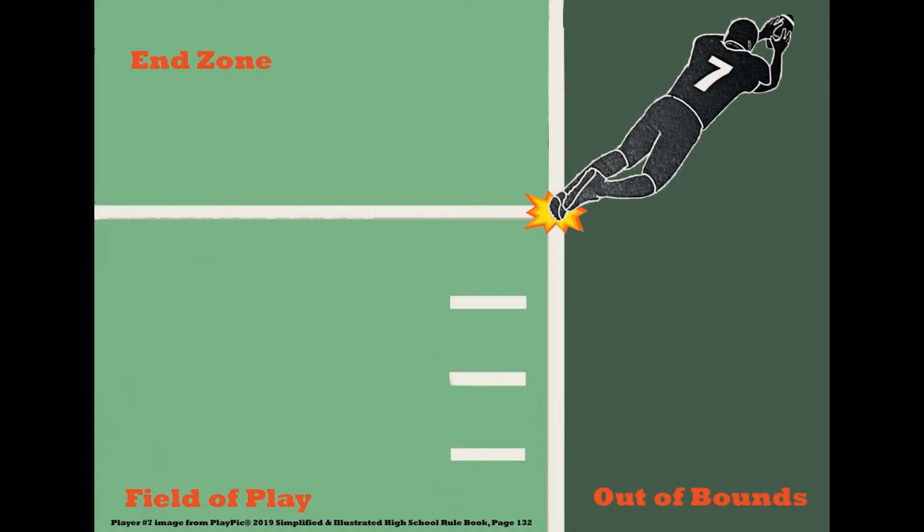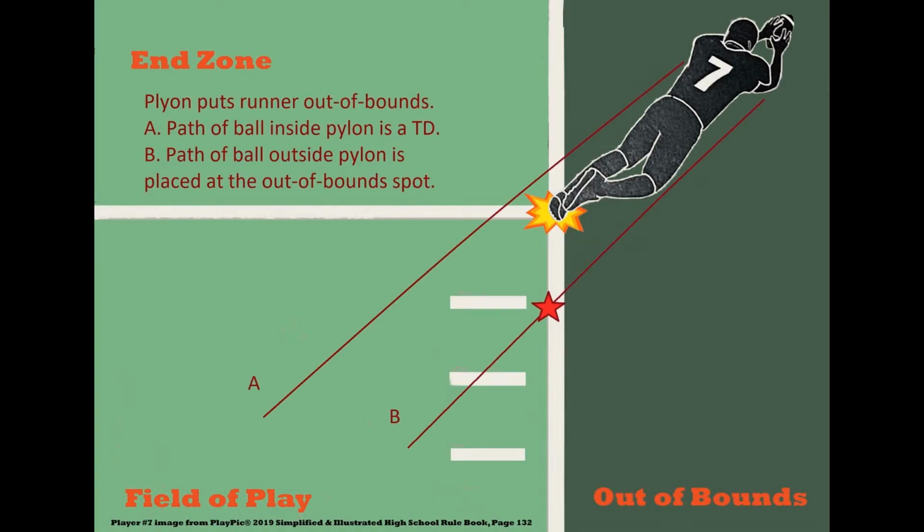Here's another example of a player hitting a pylon with his foot. Now he dove and then his foot hits the pylon. So what happens? Is this a score or is this not a score? It's going to depend on the trajectory of the ball. The pylon puts the player out of bounds. So if the ball followed path A, at the time that the player struck the pylon and was out of bounds, the ball had already crossed inside of the pylon, so it's a touchdown.